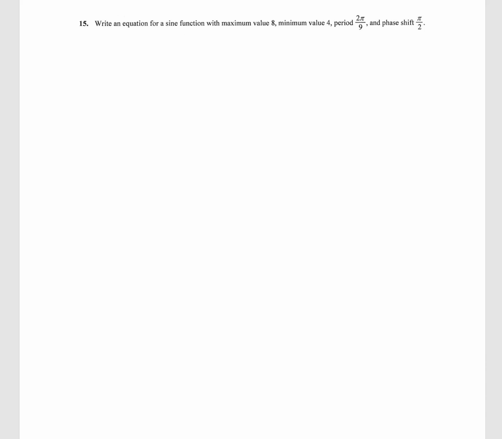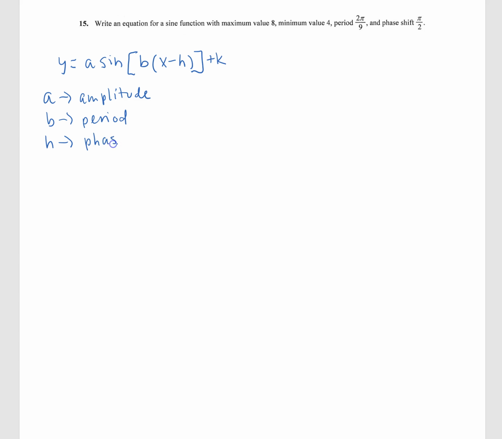So we can write the general form of a sine function as y = a sin(b(x − h)) + k, where a influences the amplitude, b influences the period, h influences the phase shift, and k is the vertical displacement.